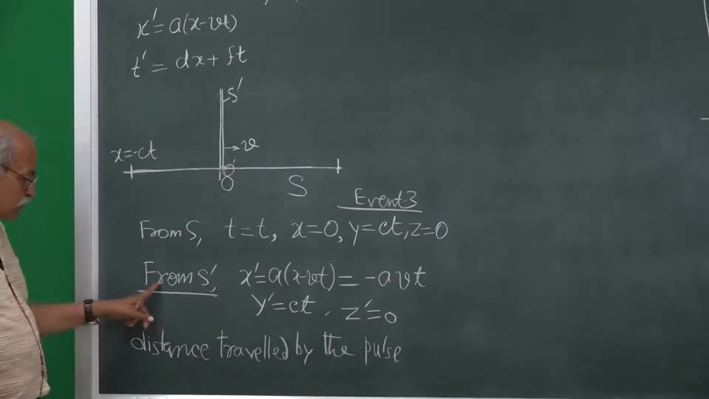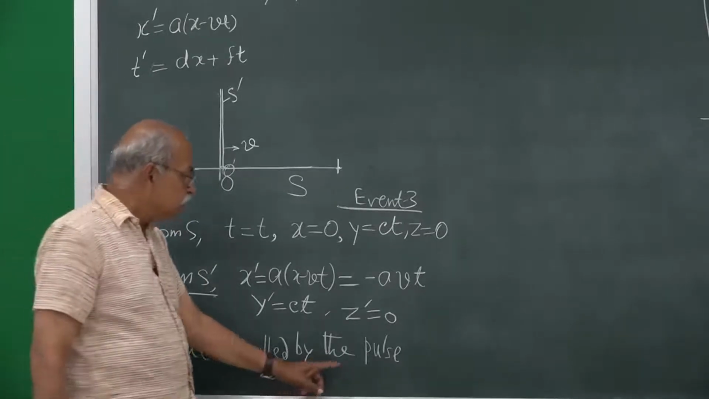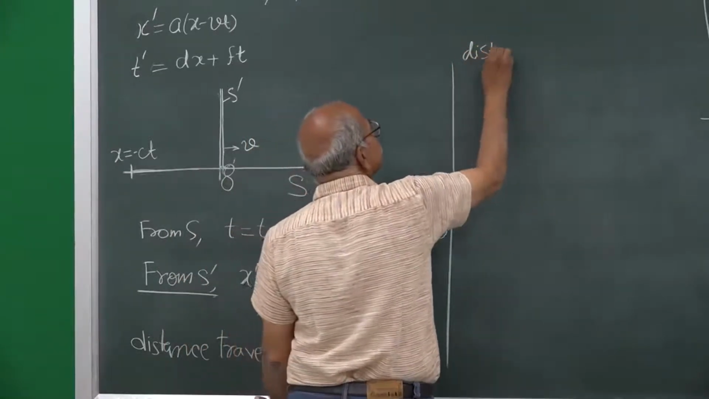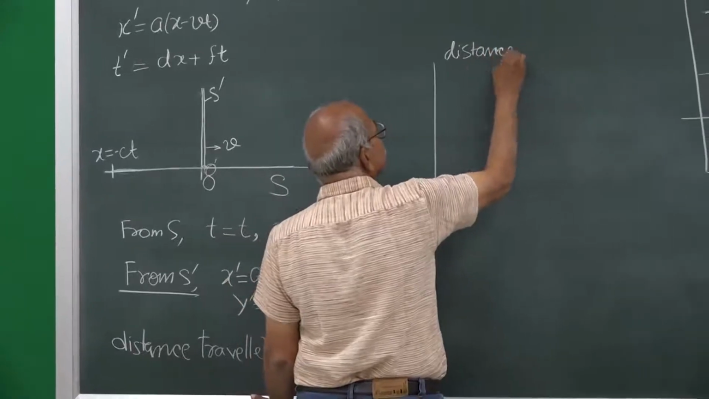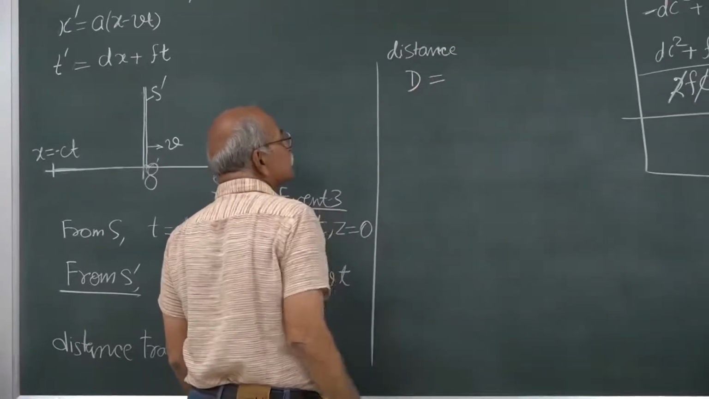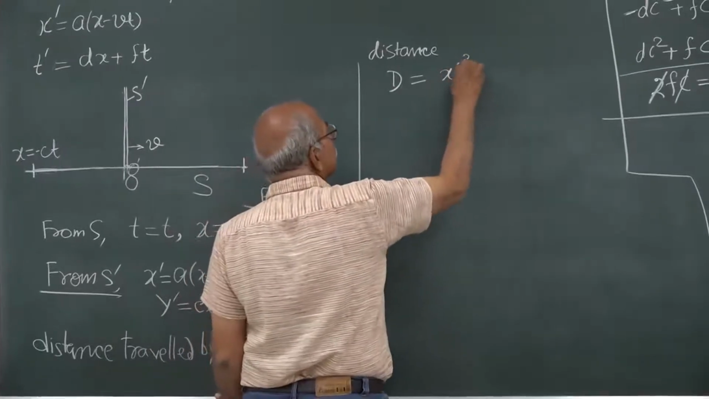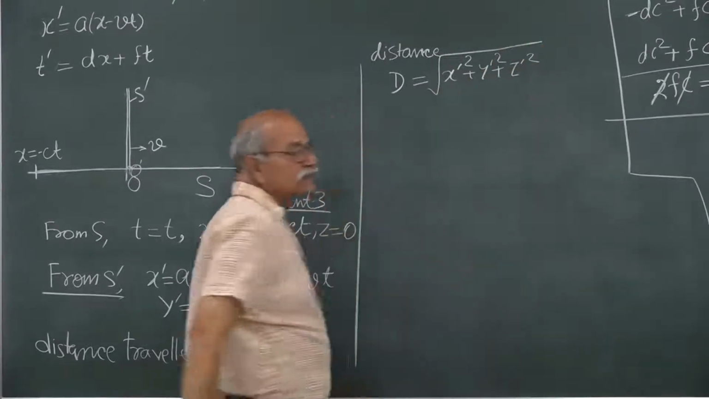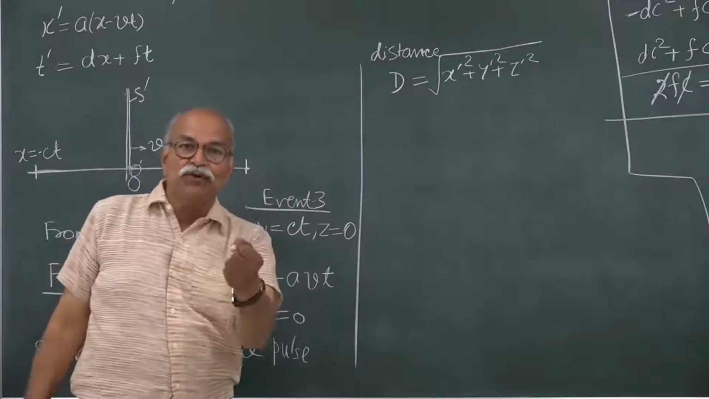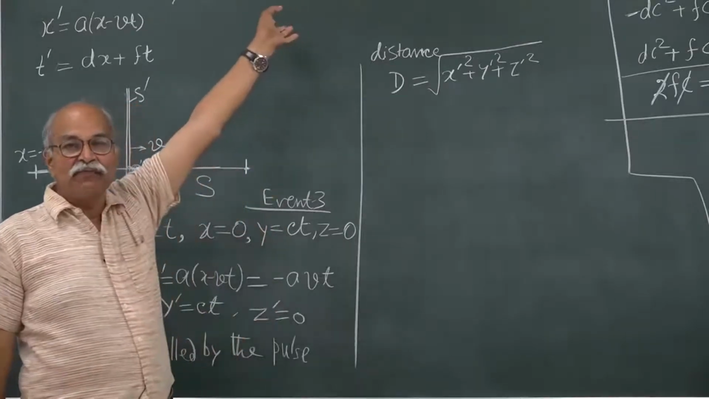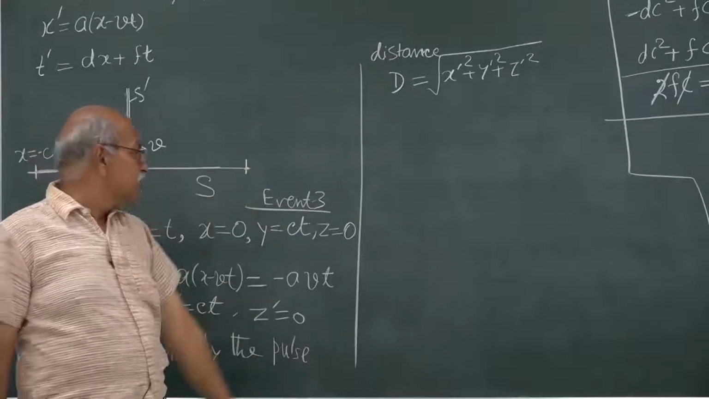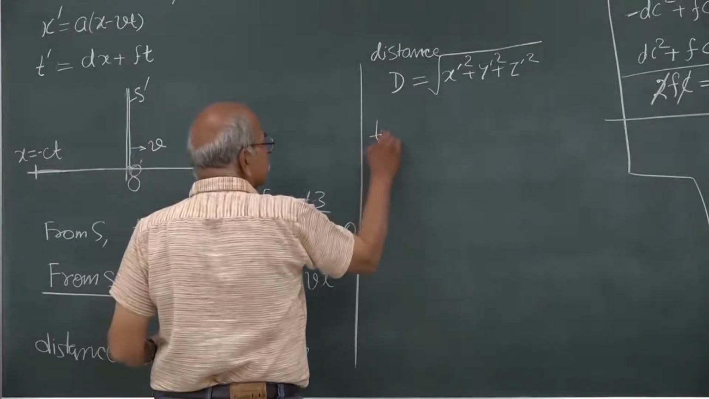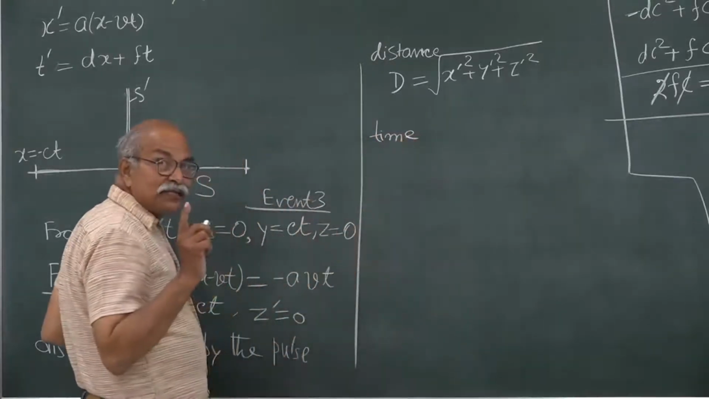Remember, I am talking from S prime. If I call the distance capital D, the distance travelled by the pulse will be the square root of x prime square plus y prime square plus z prime square. Because it originated at the origin O prime and then it is reaching x prime, y prime, z prime. So, this is the distance covered, and time, I have not written time. At t prime equal to 0 it originated, remember.